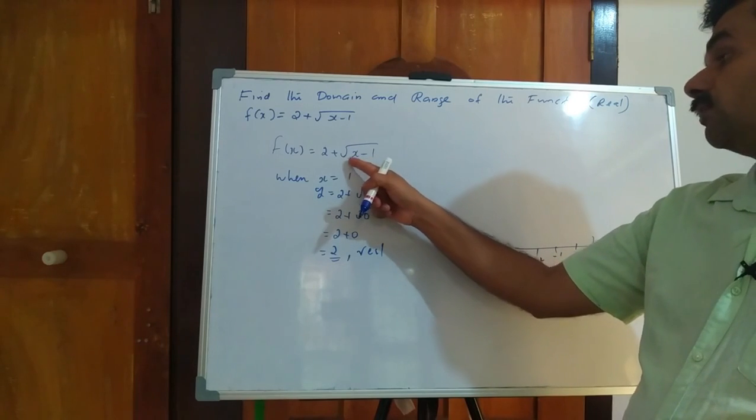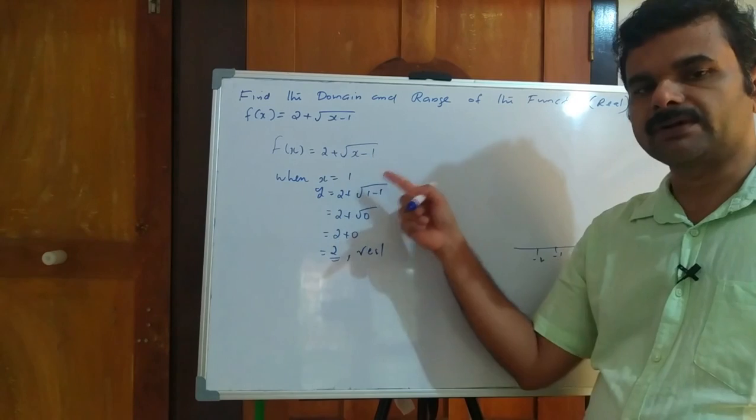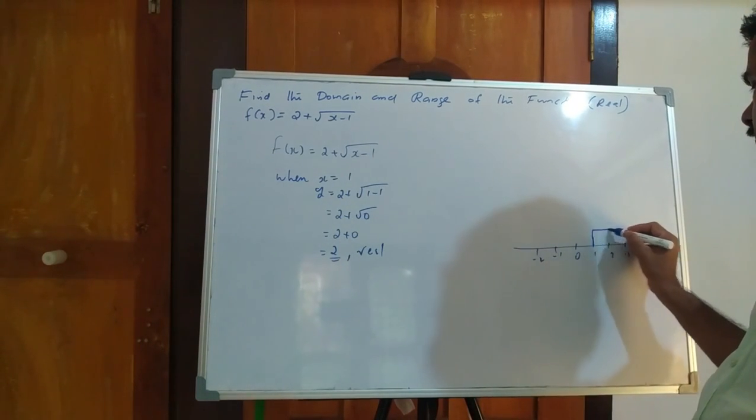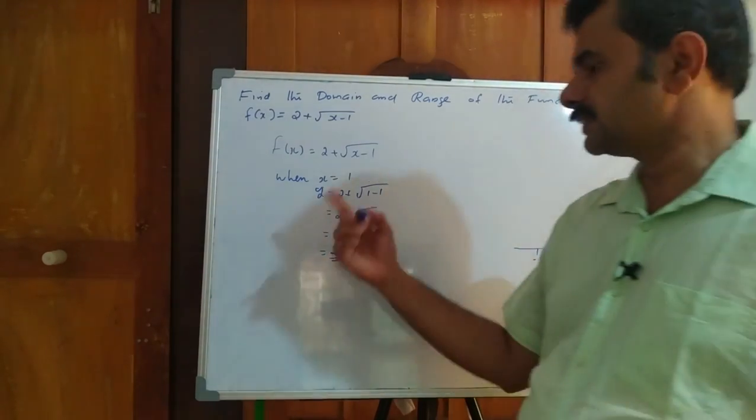For x equal to 4, root of 4 minus 1, that's root of 3, 1.73, is also possible. So x values are possible. X values are from 1 to infinity, isn't it?